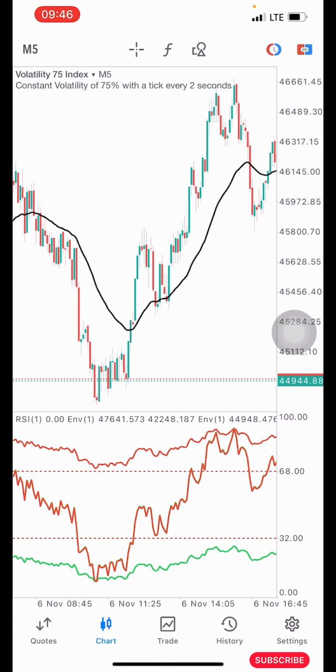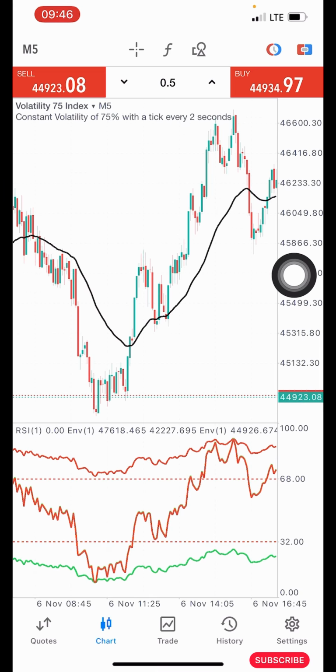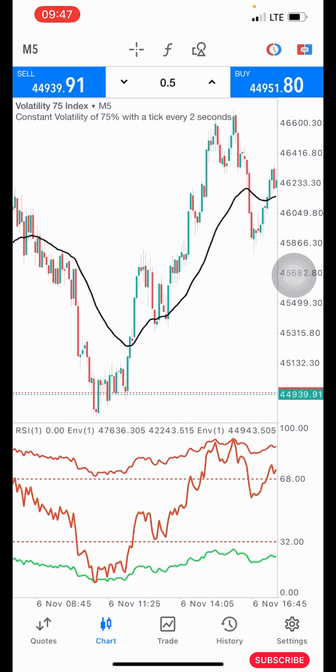So in today's video, I'll be sharing with you guys a volatility index strategy that you can use to grow your small account, okay? And this strategy works on the 50-minute time frame. It also works on the 5-minute time frame, as you can see here, right? So without wasting much of our time, I'll quickly explain how the strategy works, and then after that, I'll be explaining how to set it up, okay?